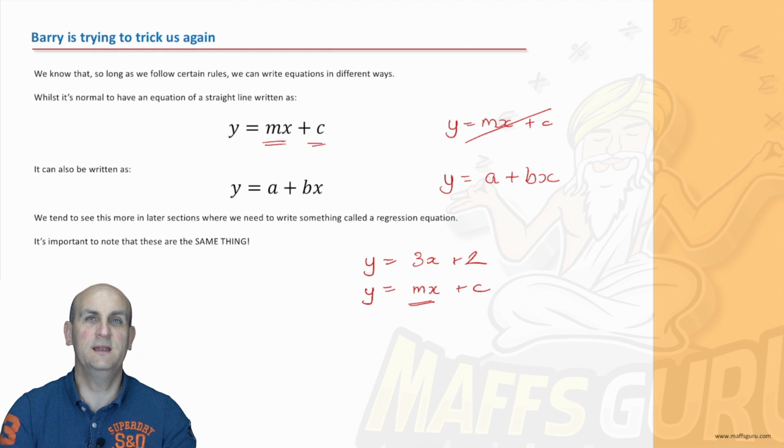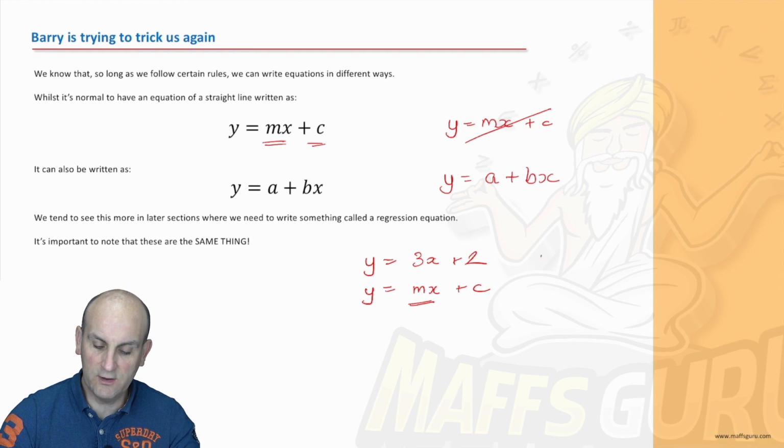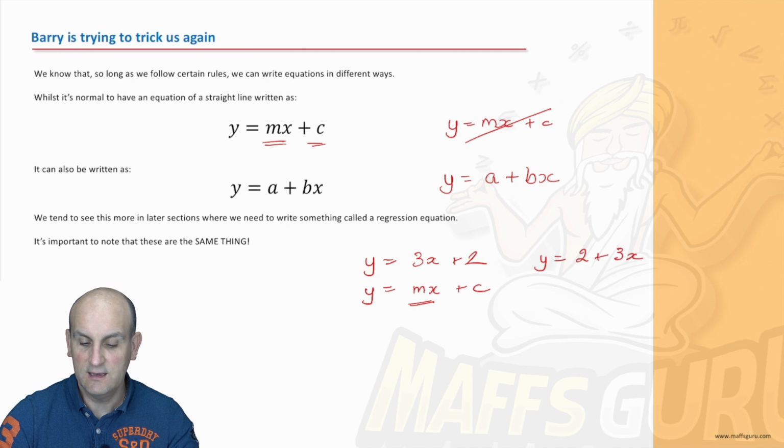But we know with mathematics, we can actually swap the terms. And so long as we keep the signs the same, then we should be okay. So actually, I could write this as y is equal to 2 plus 3x. Now, funnily enough, that's now in the form of y equals a plus bx. And you're going to say, well, hold on a moment. Isn't that just the same as y equals c plus mx?